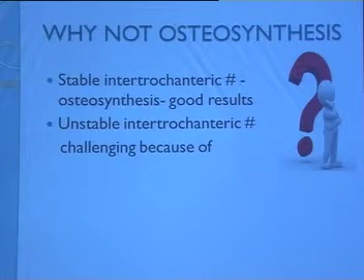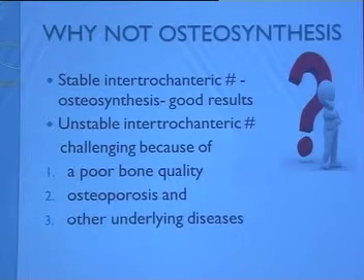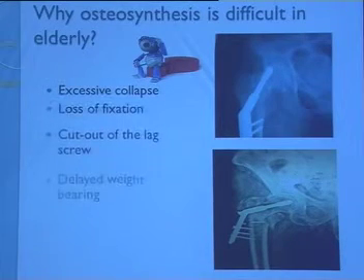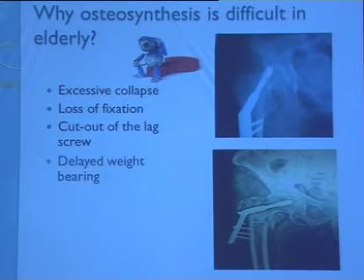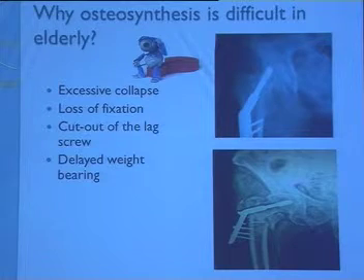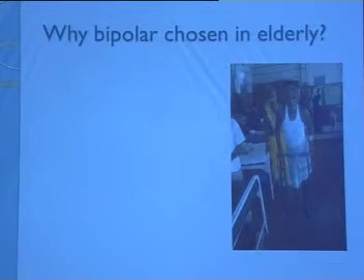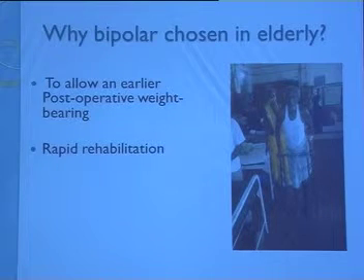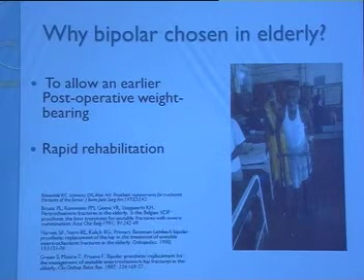Why is osteosynthesis not preferred in elderly patients? Because stable intertrochanteric fractures can easily be treated with osteosynthesis with good results, whereas unstable intertrochanteric fractures are challenging because of poor bone quality, osteoporosis and other underlying diseases. Why is osteosynthesis difficult in the elderly? Because of excessive collapse, loss of fixation, cutout of the lag screw and delayed weight bearing. Why is bipolar used in the elderly? Because it allows early post-operative weight bearing and rapid rehabilitation.